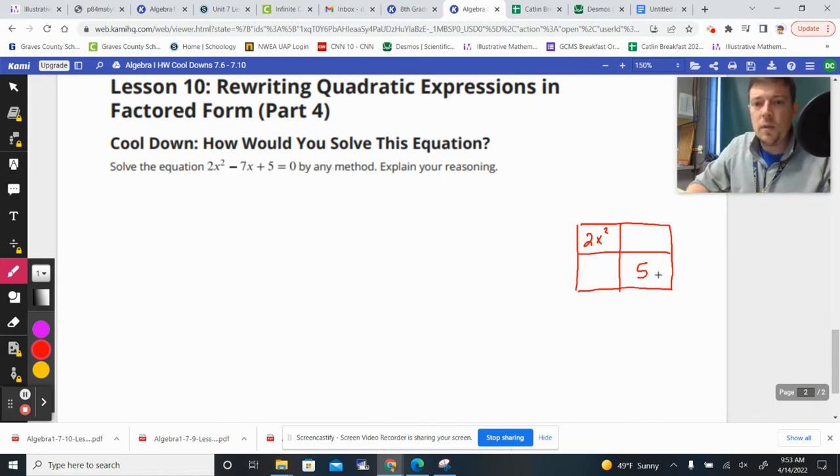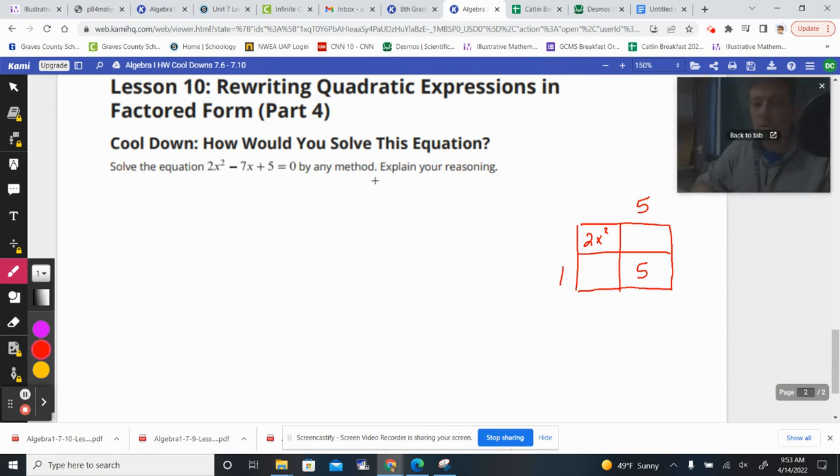But we do know that there's only two factors of 5, so one of them's got to be 5 and one of them's got to be 1. And there's really only two ways to get 2 when you multiply, 2x times 1. All right, so really it's a matter of which one goes here. So you can use that method to do that.